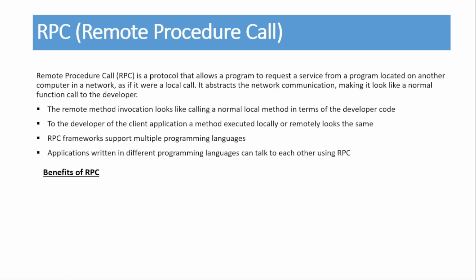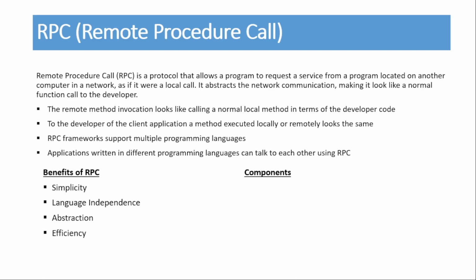Benefits of RPC: simplicity. RPC makes distributed computing straightforward by allowing remote methods to be called as if they were local methods. Language independence. Many RPC frameworks support multiple programming languages, allowing diverse systems to interoperate. Abstraction. It abstracts the complexity of network communication, making it easier for developers to implement distributed systems. Efficiency. RPC can be more efficient than other methods of inter-process communication because it can be optimized for specific communication patterns of the application.